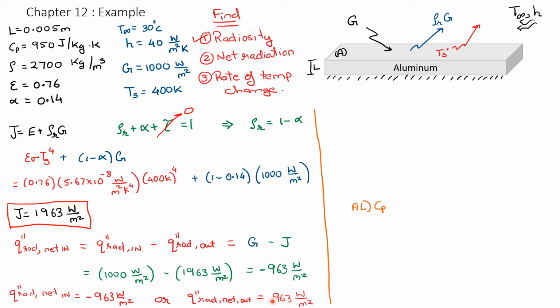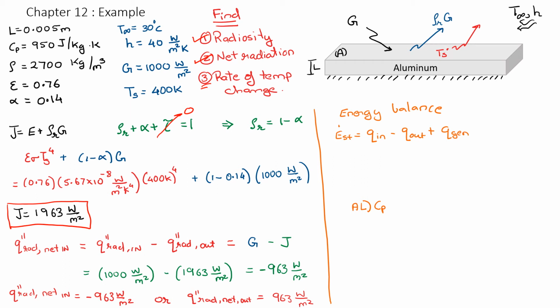Okay, so if you don't want to use the negative sign, you can say that it's going out. Or if you want to say that the net radiation is coming in, then you need to include the negative sign. Okay, so now we know what the net radiation is, and we need to find the rate of temperature change. So to do that, we need to apply the energy balance equation.